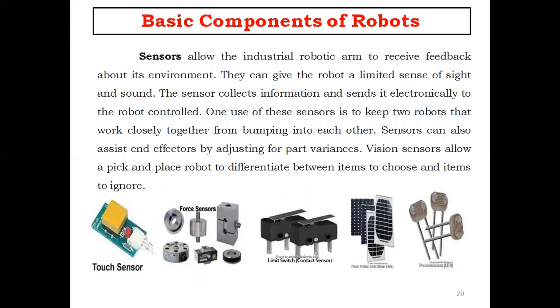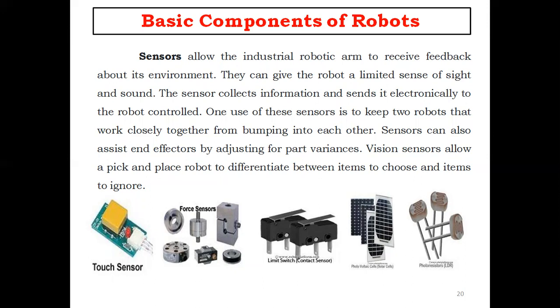The next thing we have to see is the sensors. We all know the sensors evolved in the second generation, in the year 1980. So what do sensors do? Sensors provide sensor feedback. They allow the industrial robotic arm to receive feedback about its environment, and they can give a limited sense of sight and sound. The sensors collect all the information and send it electrically to the robot control.